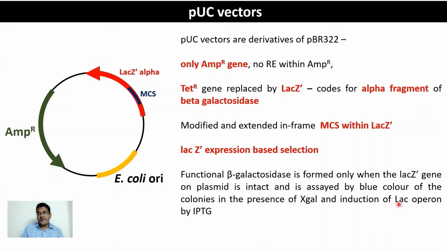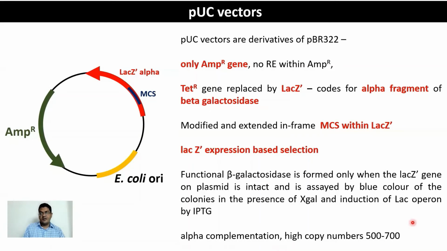And this is assayed by the blue color of the colonies in the presence of X-Gal and induction of the lac operon by IPTG in the host cells. So the process by which a defective beta-galactosidase gene in the host cell is complemented by the expression of the alpha fragment through the plasmid in trans is referred to as alpha complementation. And pUC vectors are high copy number plasmids. Each cell can contain as much as 500 to 700 pUC plasmids.